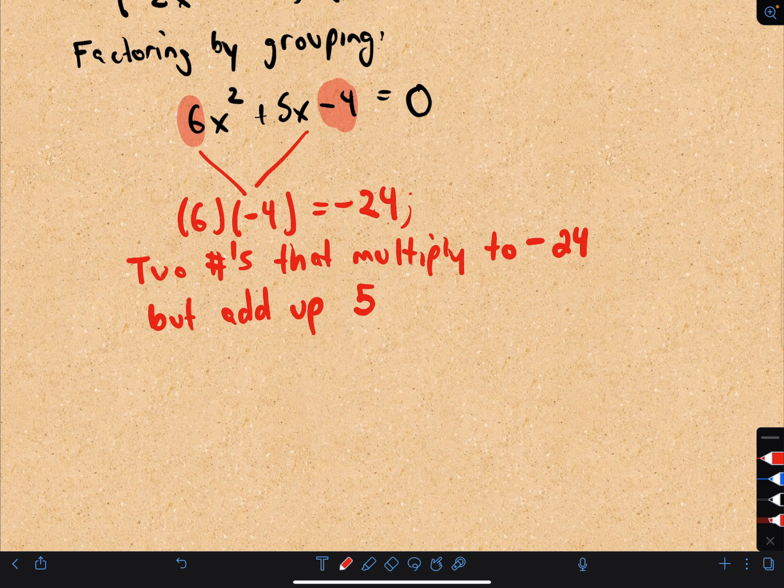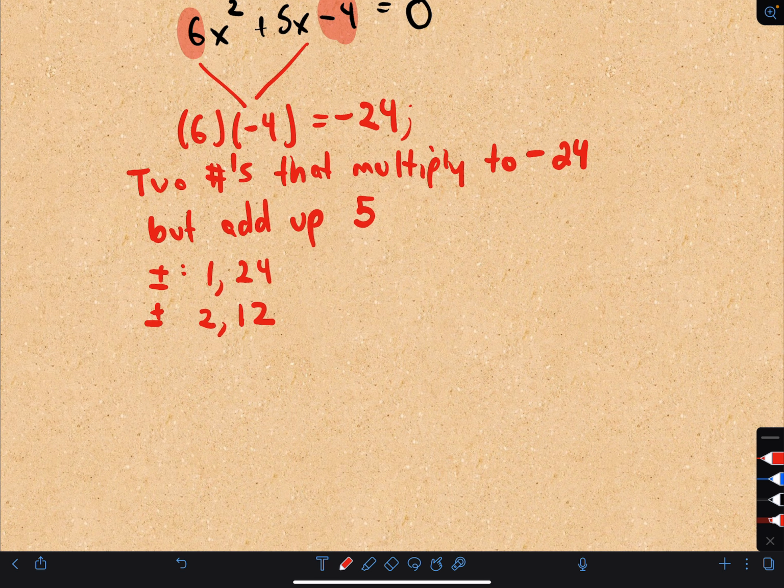I already know I'm going to need some combination of a positive and a negative, so that when I multiply them, I get a negative number. So some combination of 1 and 24. I don't see how I can combine those and get a 5. I could multiply 2 and 12, again some combination of positive and negative to get -24. Again, I don't see how those are going to add up. If I make one positive and the other negative, I don't see how they'll add up to 5. Let's see, what else multiplies to 24? Well, 3 and 8 work.